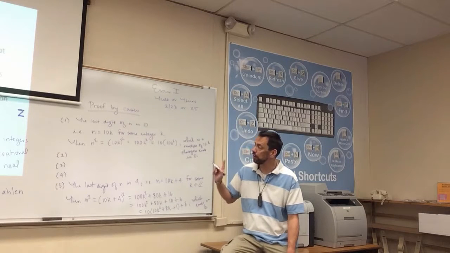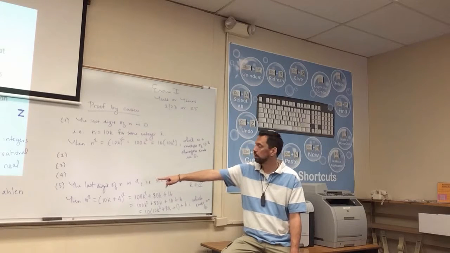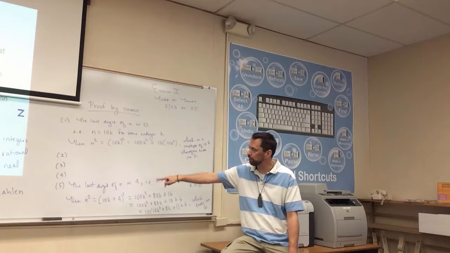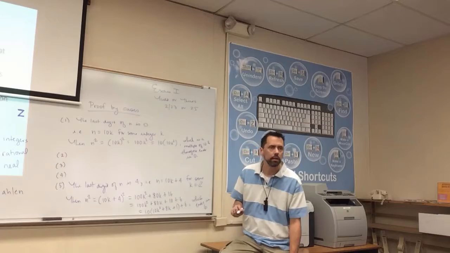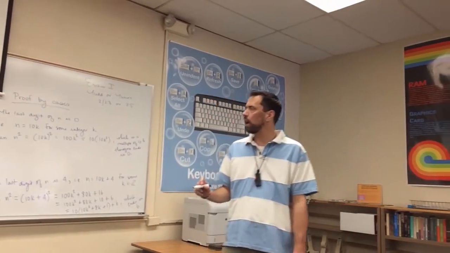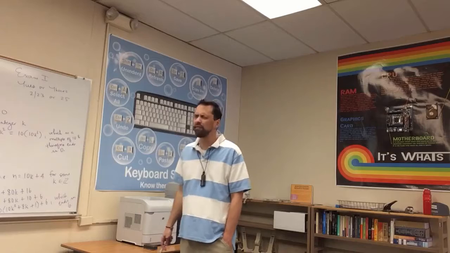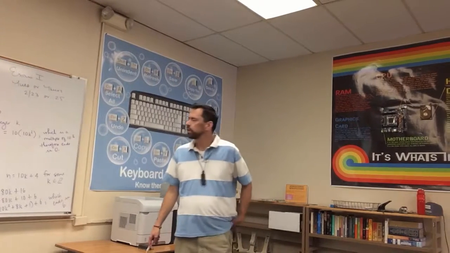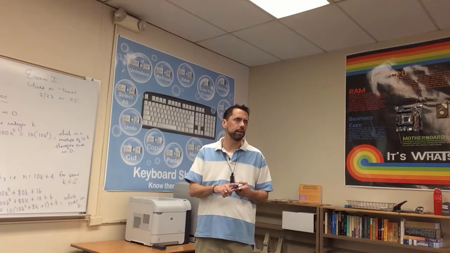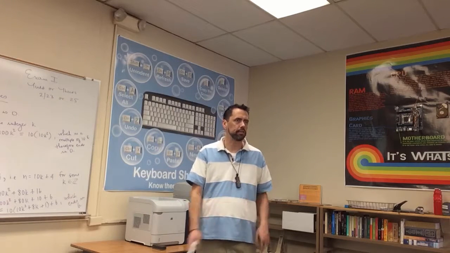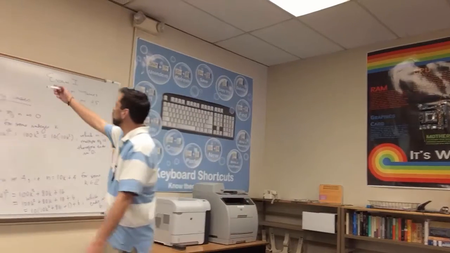The last digit of n is 4. If the last digit of n is 4, then the last digit of n squared is 6. Right? Because the conjecture was that n squared always ends in 0, 1, 4, 5, 6, or 9. So what this shows is if the number n ends in a 4, then n squared ends in a 6. And you can see that if you just do some examples, right?